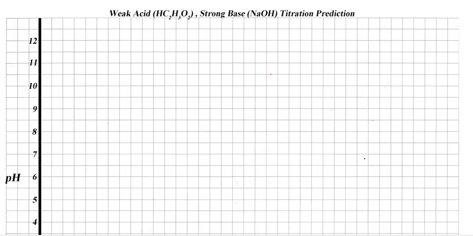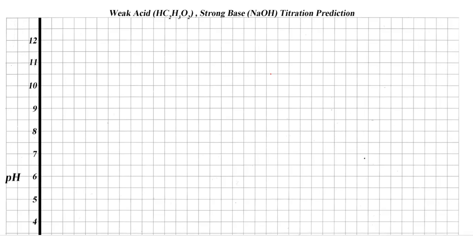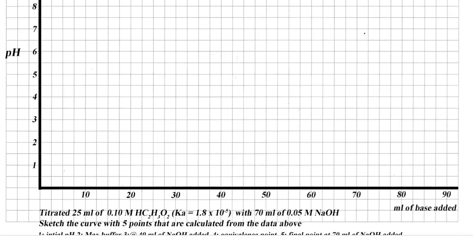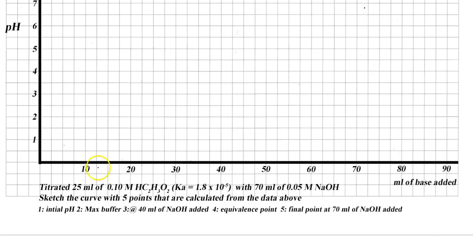So the assignment is to plot a graph, a titration curve, given the following information below. Essentially, what you're going to do is plot and figure out these 5 points from the given information of a titration of a weak acid with a strong base. And from those 5 points, we should be able to fill in and sketch a titration curve.